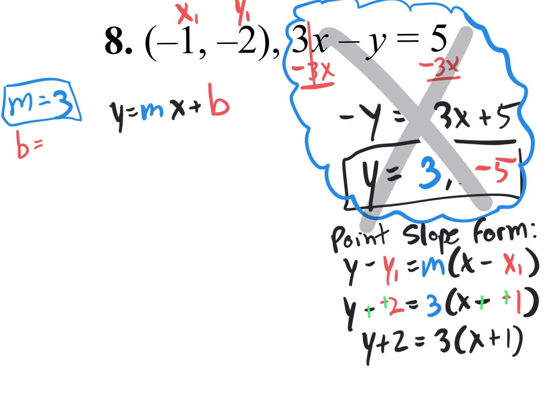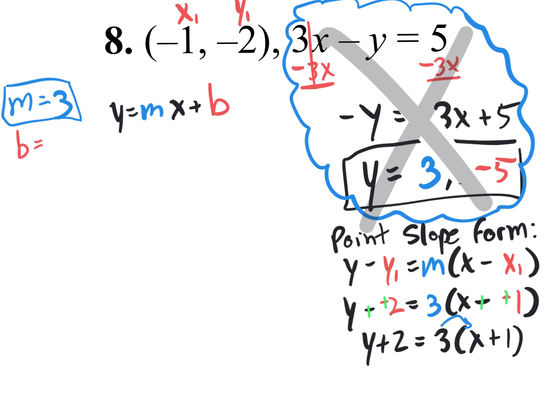Slope intercept form is y equals mx plus b. I don't have parentheses, and I have y by itself. So I don't want these parentheses, and I don't want the plus 2. I want y by itself. So we're going to get rid of the parentheses first. How? By distributing the 3.